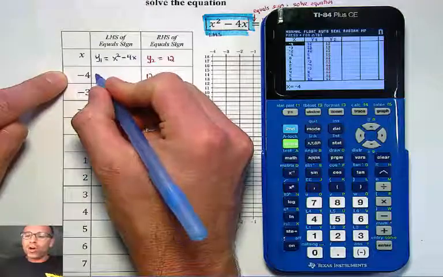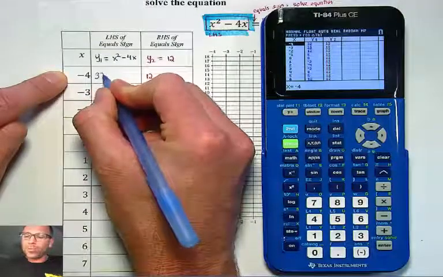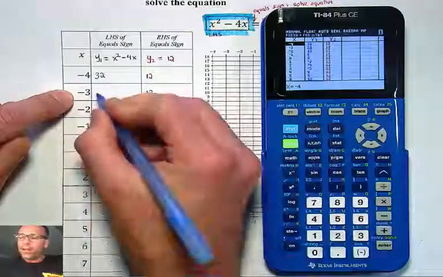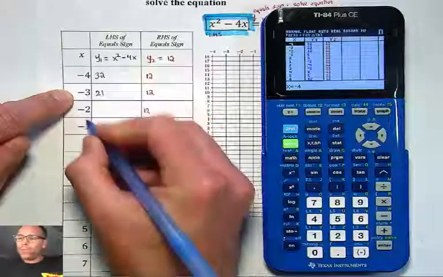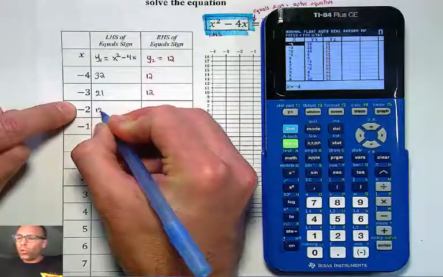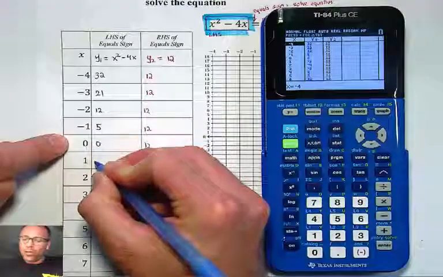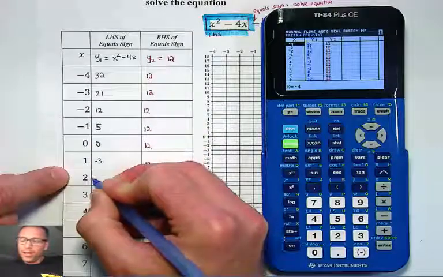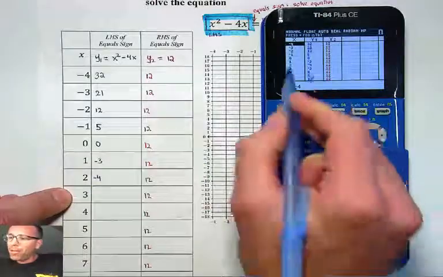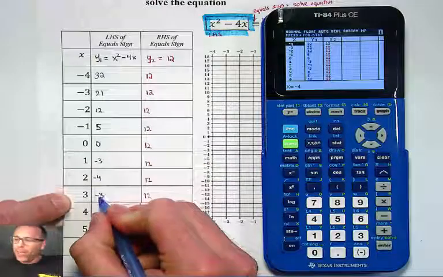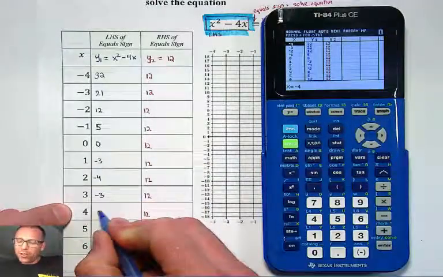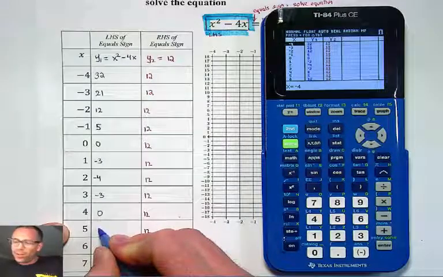Check this out. I know that at negative 4, this is supposed to be 32. At negative 3, it's supposed to be 21. At negative 2, it's 12. And I can just read it down, right? 5, 0, negative 3, negative 4. At 3, it looks like it's going to be negative 3 again. At 4, it's going to be 0. At 5, it looks like it's 5.